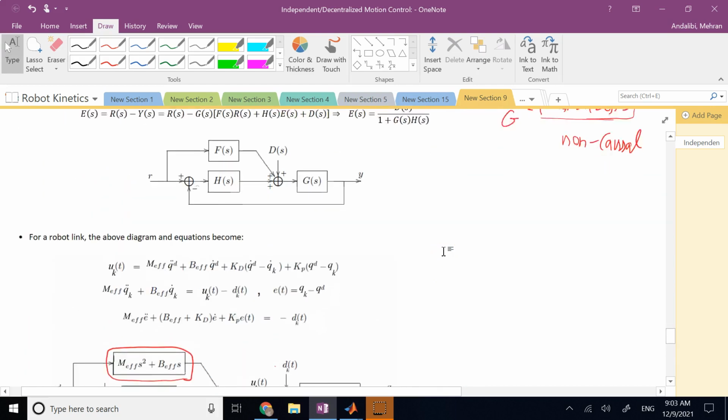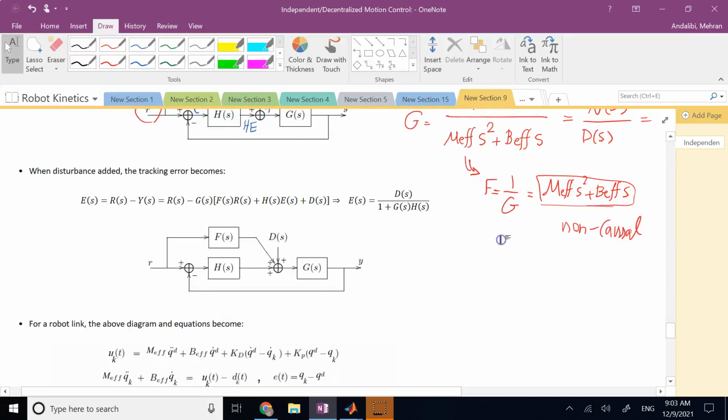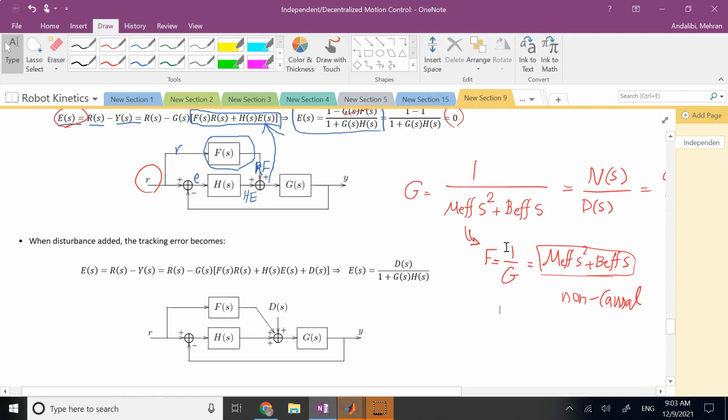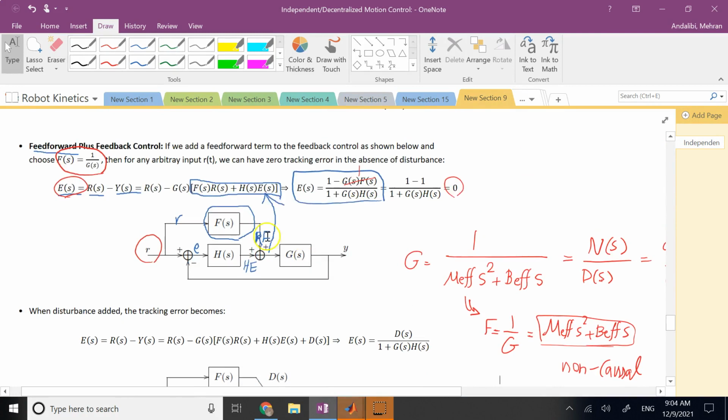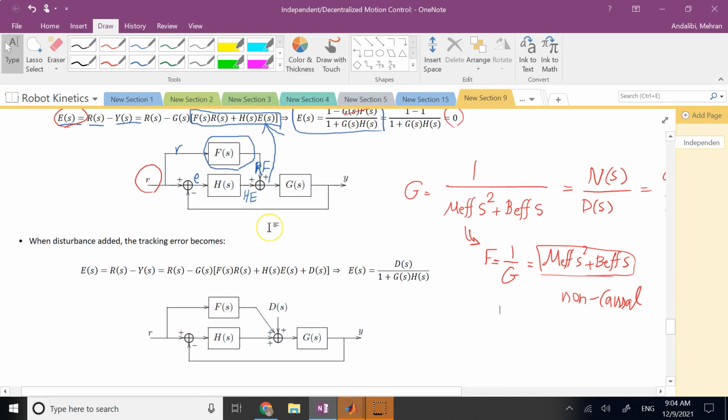So if you want to create it, you have to use the derivative block. And we're going to talk about it in a minute when we go to Simulink, because I have a Simulink demo to show you. But I just wanted to tell you that this feed-forward block is not going to be a causal system.